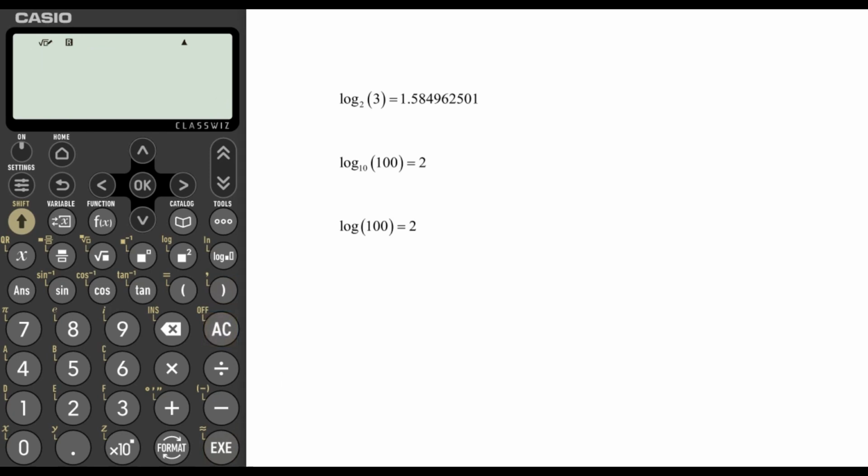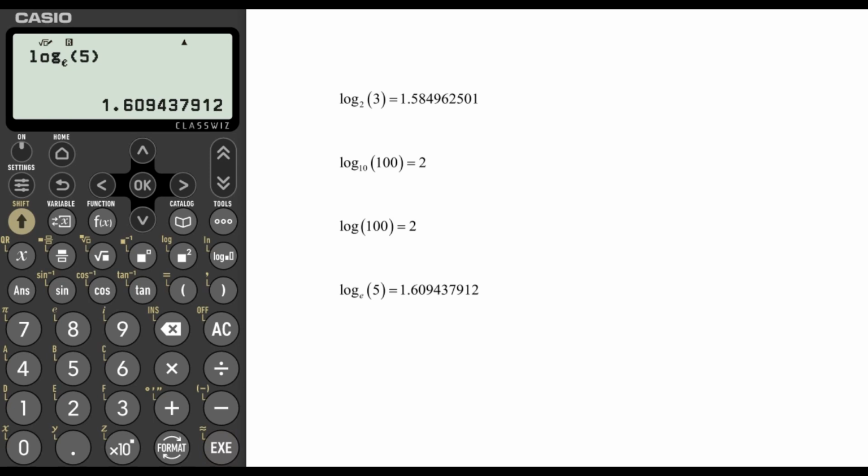Let's take a look at another example. Suppose we want to work out log base e of 5. We have log with a base of e, so that's Shift and 8. Log base e of 5. It turns out that's 1.609, etc.